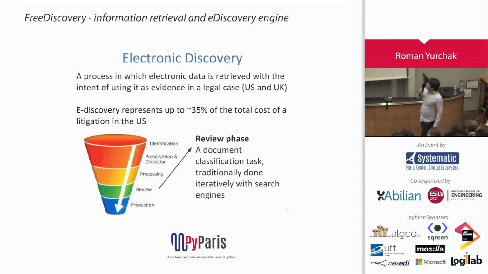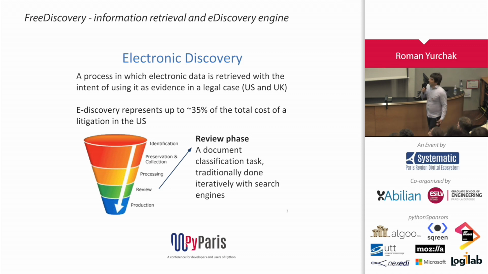So e-discovery is a procedure in the US and the UK. It doesn't exist in France, and it's a process in which electronic documents are retrieved for use in a legal investigation. E-discovery represents approximately 35% of the total cost of litigation in the US, and as you know, there is probably a lot of litigation in the US.